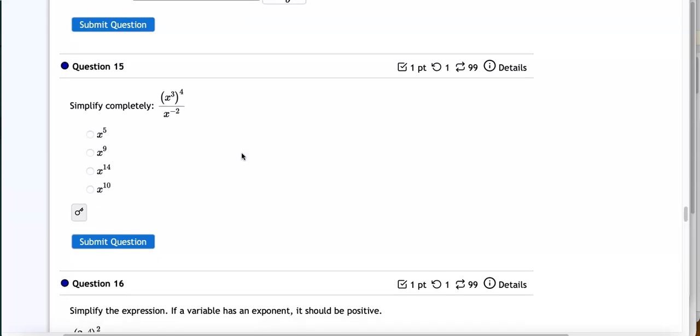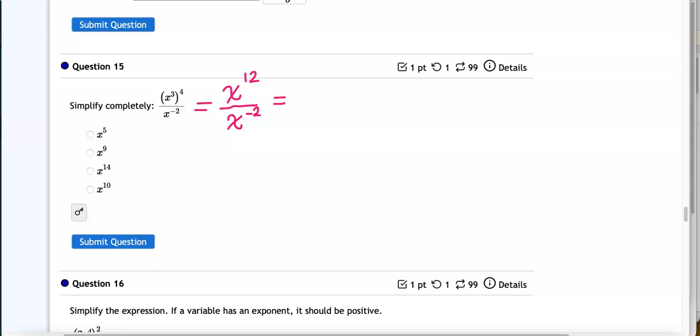In question 15, you need to apply the power rule before you can use the quotient rule. And so what you end up with is, in the numerator, x to the 12th. And then the denominator is still x to the negative 2. And now you can apply the quotient rule and take the 12 minus the negative 2.